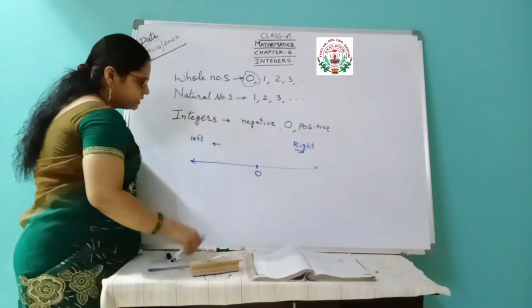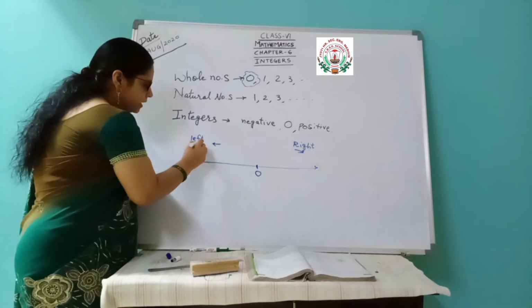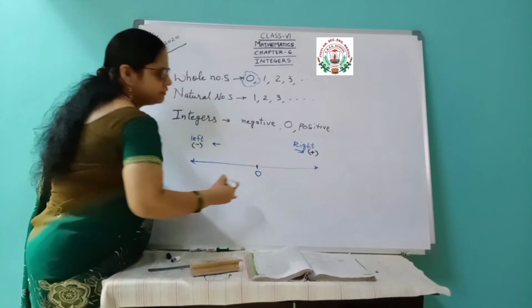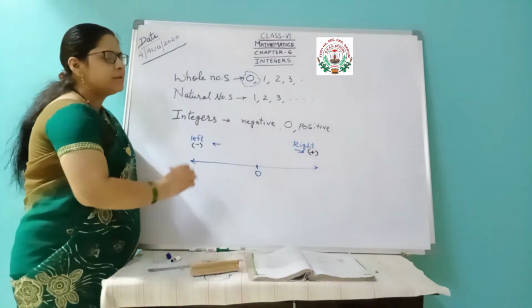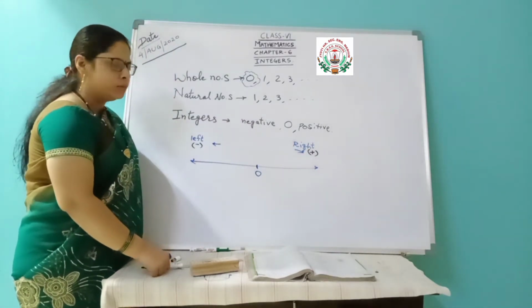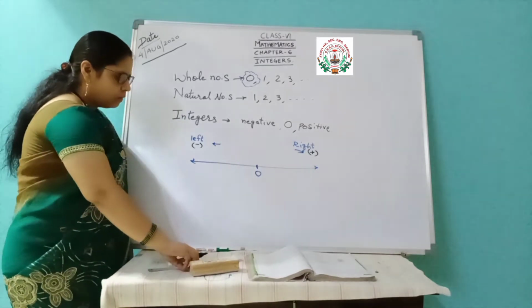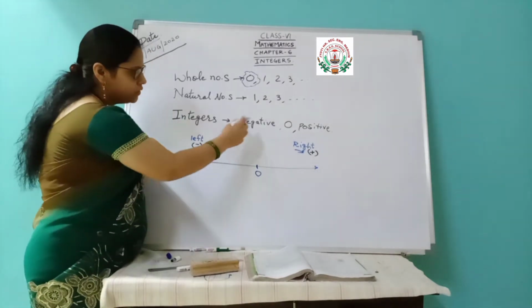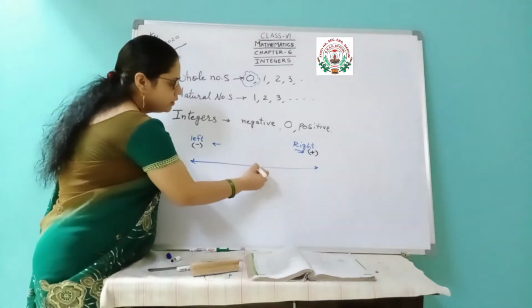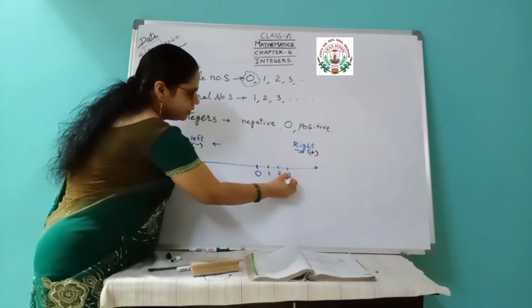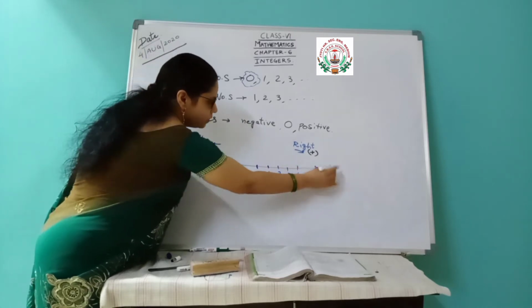This left side contains the minus sign, and this right side contains the positive sign, meaning the plus sign. The plus sign we do not write and denote, but the minus sign we have to write and denote. Now, how do we denote the numbers on this number line? After 0 comes 1, then 2, 3, 4, and so on.